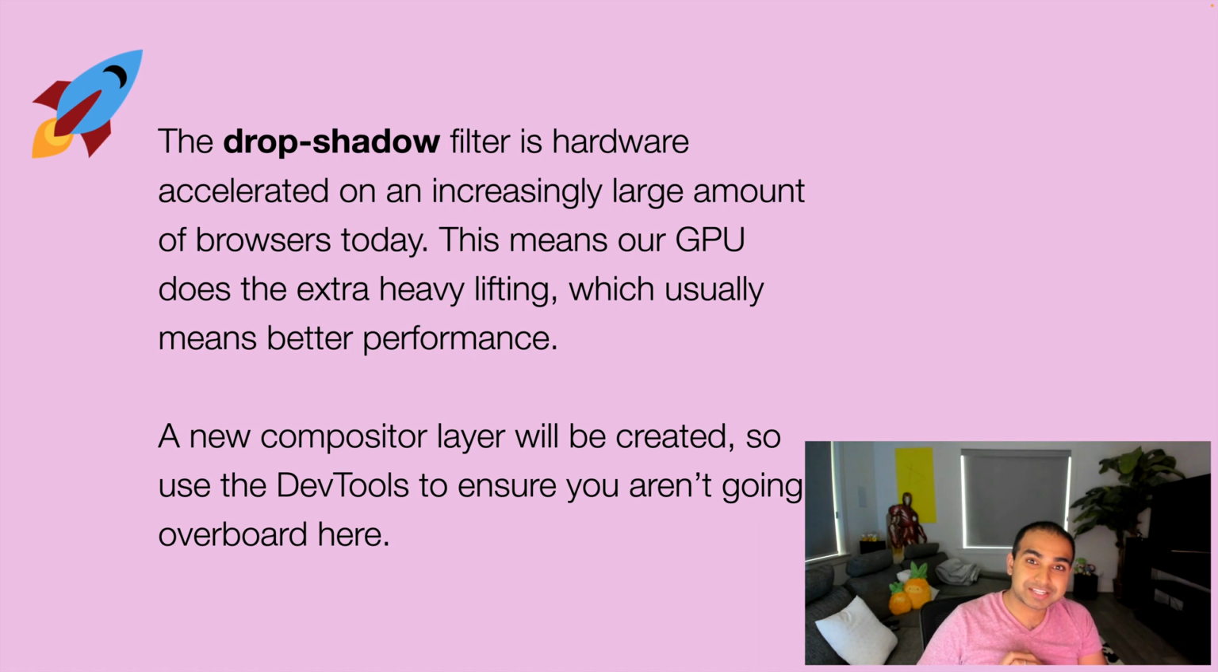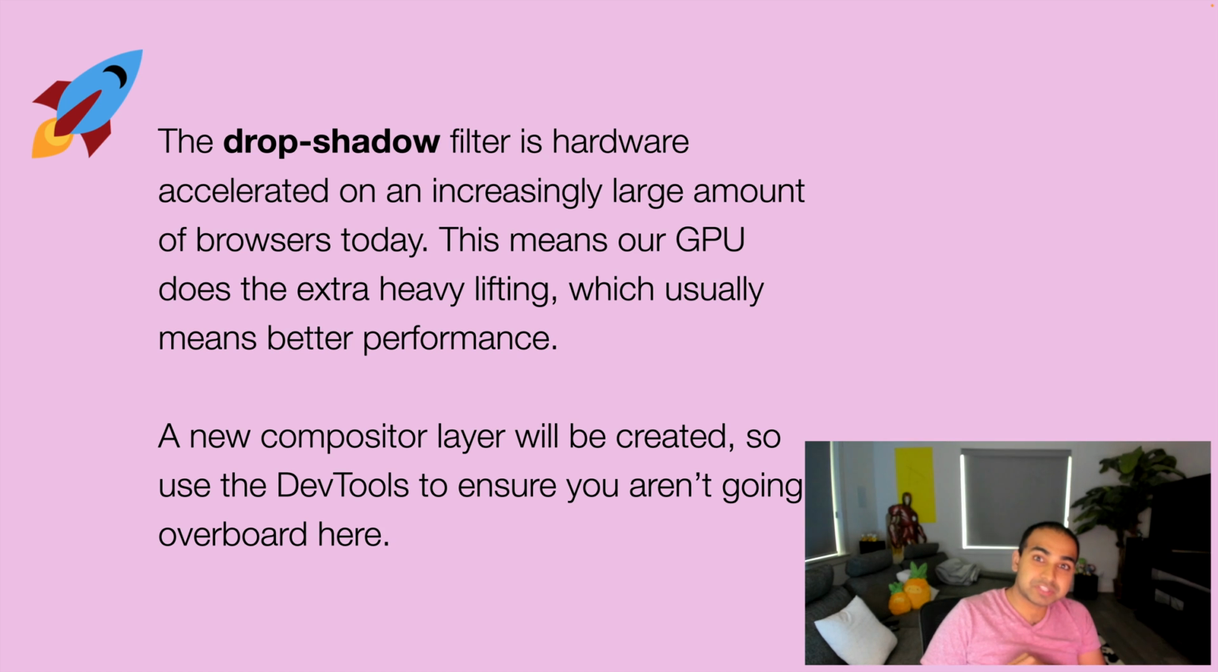Now there is one important detail though. The drop shadow filter is hardware accelerated, which means that the GPU, the graphical processing unit that is responsible for all the visuals on our devices, that'll be the one doing all the heavy lifting, which almost always means you get much better, smoother performance than having our more traditional CPU handle all of the animation and the changes.